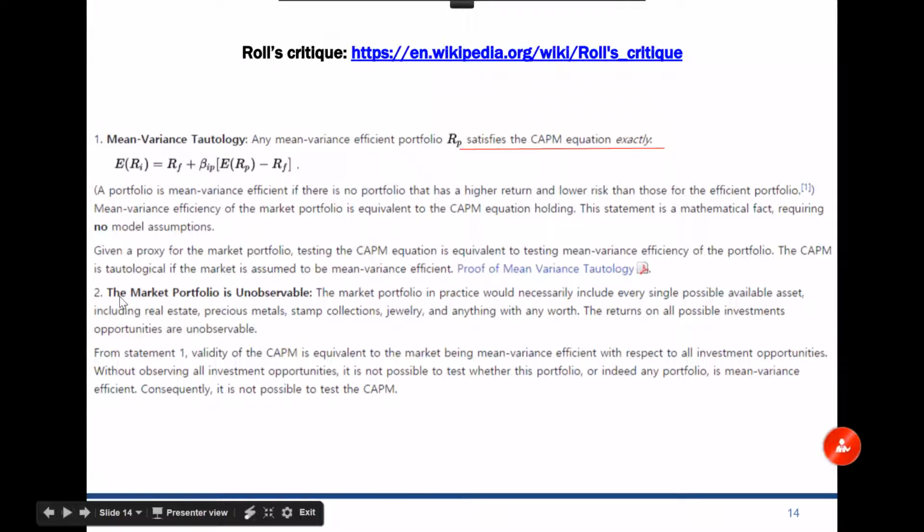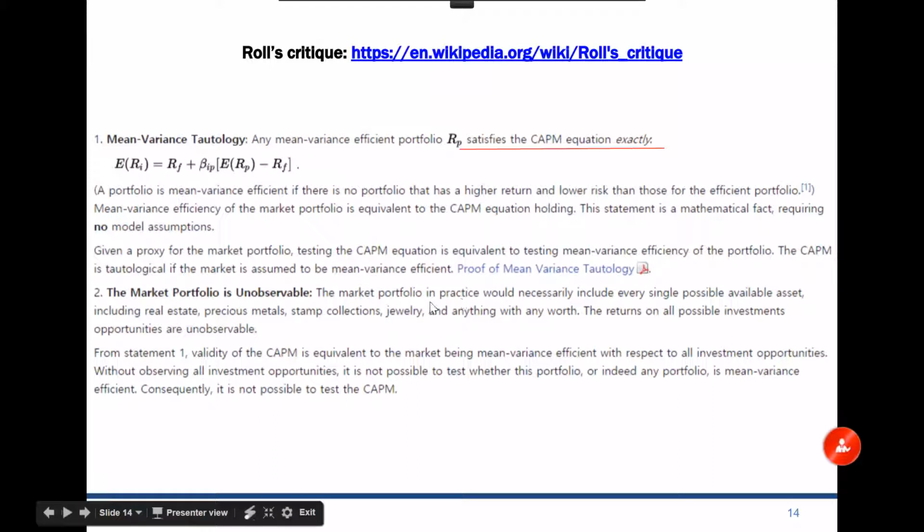The point is that the market portfolio is unobservable. We don't know what the market portfolio is. If we assume the market portfolio is on the efficient frontier and we mathematically consider any efficient portfolio, the capital asset pricing model holds tautologically, but that doesn't say anything. It is not science. In order to test whether the capital asset pricing model is right, we have to find the market portfolio and prove that it is on the efficient frontier. Unfortunately, that is almost impossible.